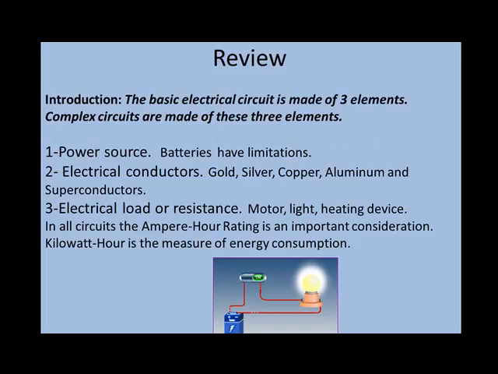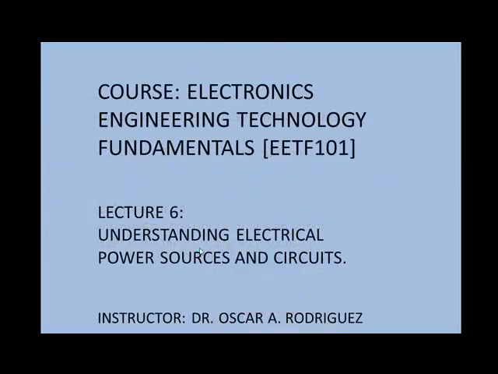All right. So let's review what we discussed so far here. Power sources, batteries have limitations in terms of lifetime and storage capacity. We talked about conductors, and we said gold, silver, copper, aluminum, and superconductors are good conductors. Primarily aluminum is used, superconductors are being used today, and silver and gold are used for some special applications. We talked about electrical load or resistance, and we said that motors, lights, and heating devices are the type of workloads that you may have that you require to do some work. And then finally, we talked about the fact that in all circuits, the ampere hour rating is an important consideration. Kilowatt hour is a measure of energy consumption, and we made some calculations which you should be able to actually do.